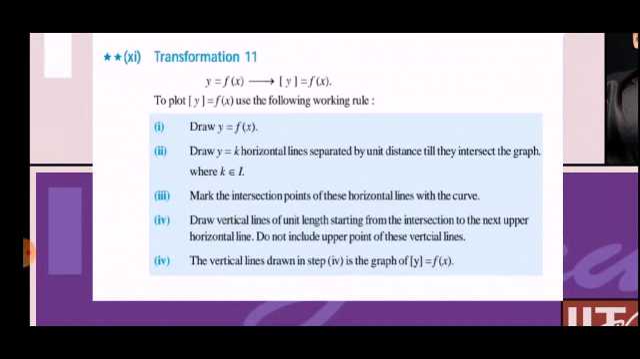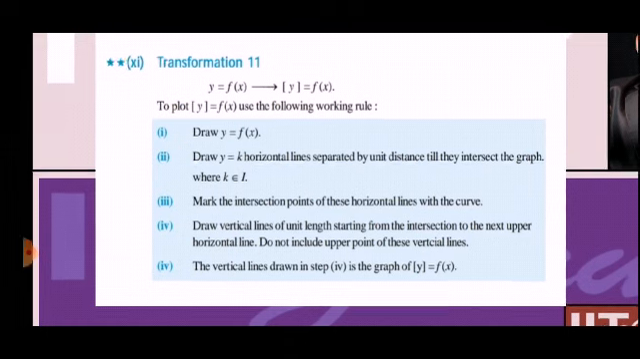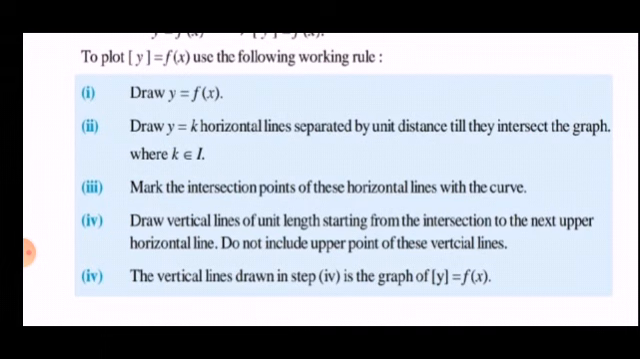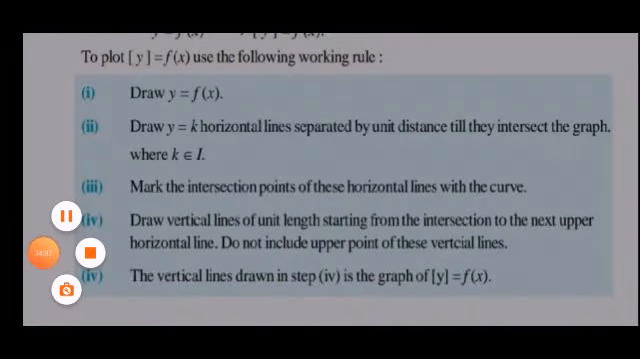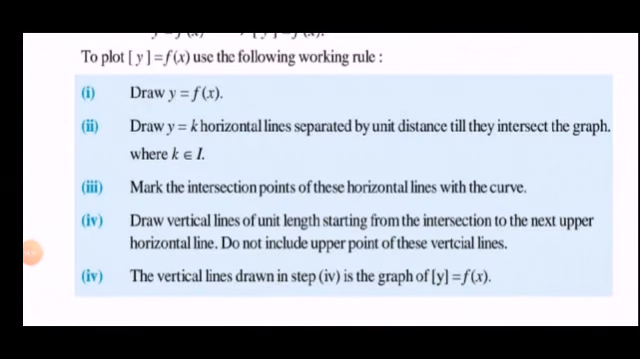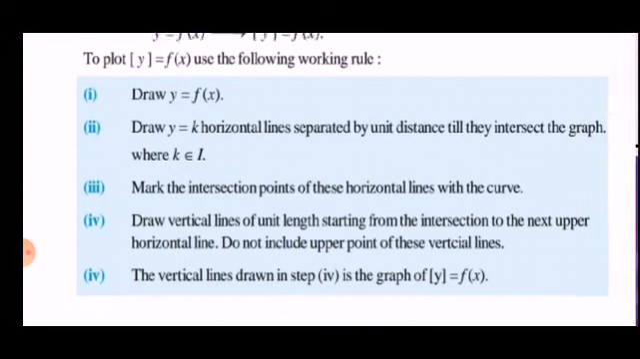So to plot gi y equal to fx, use the following working rule. Step one, draw y equal to fx. Simply draw y equal to k horizontal lines separated by unit distance till they intersect the graph, where k belongs to I, integer. Mark the intersection points of the horizontal lines with the curve. Draw vertical lines of unit length starting from the intersection of the next upper horizontal line. Do not include the upper point of these vertical lines. The vertical lines drawn in step 4 are the graph of gi y equal to fx.